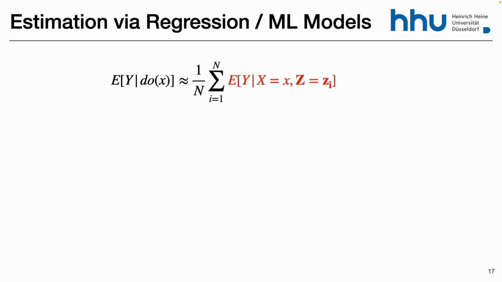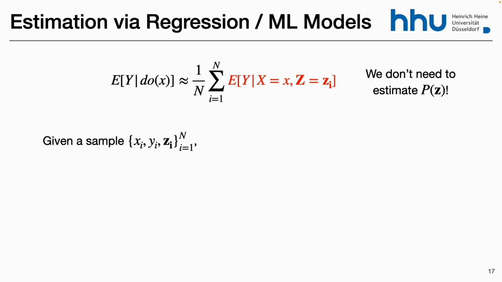And so that's what we are doing here, because the expectation of y given x is the expectation over z of the expectation of y given x and z. So what we can do is get rid of the fact that we would need to estimate pz. So we don't need to estimate pz anymore. We just need to get this expectation, and using our own sample, we can do the following.